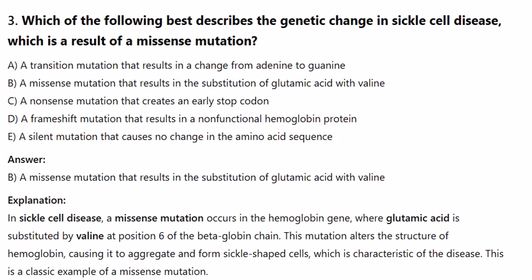B. A missense mutation that results in the substitution of glutamic acid with valine. Explanation. In sickle cell disease, a missense mutation occurs in the hemoglobin gene, where glutamic acid is substituted by valine at position 6 of the beta-globin chain. This mutation alters the structure of hemoglobin, causing it to aggregate and form sickle-shaped cells, which is characteristic of the disease. This is a classic example of a missense mutation.